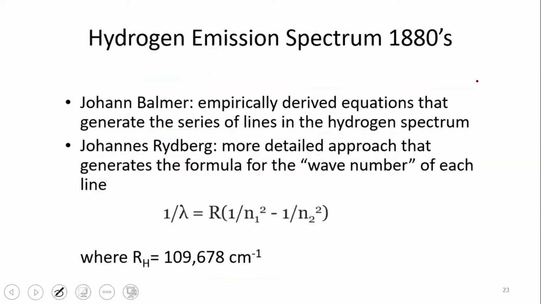And different people, Johann Balmer basically did an empirical derivation. In other words, just basically a brute force approach that could generate the series of lines. And then essentially, Johannes Rydberg came up with a more detailed approach and generated what eventually became known as the wave number of each line. And here's the formula that you have in there. It says here, 1 over lambda equals R times 1 over N1 squared minus 1 over N2 squared.